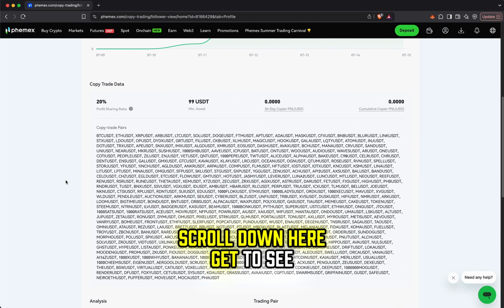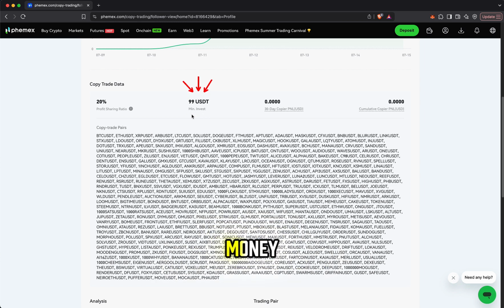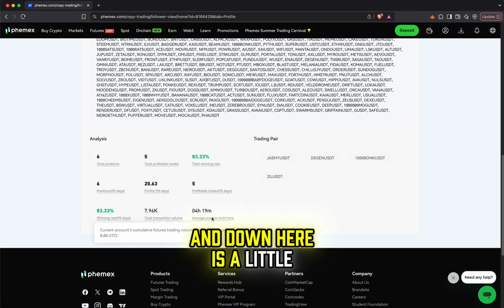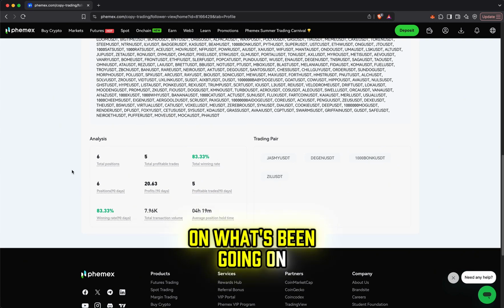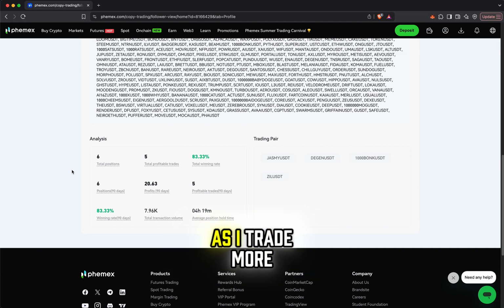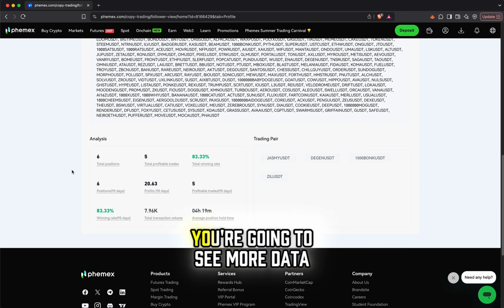Scroll down here, get to see the profit share. This is the minimum amount of money that you would input into your copy trading account. I'm going to explain more of that later. These are all the trading pairs that can be traded. And down here is a little more analytics on what's been going on. This data will change over time as I trade more. So depending on when you're watching this video, you're going to see more data here.